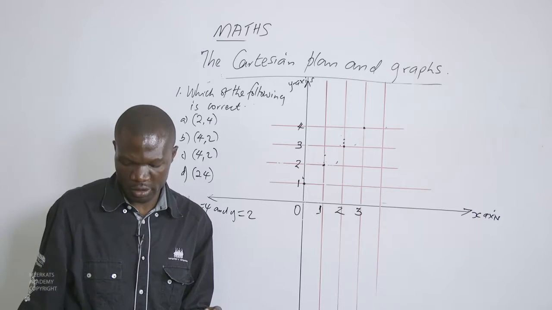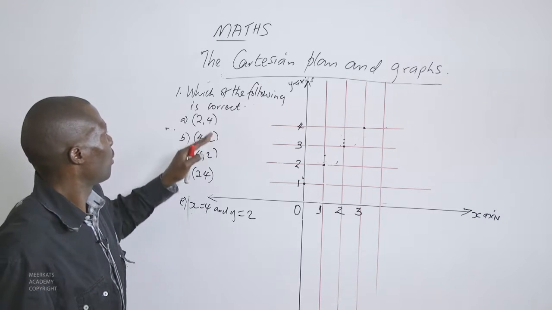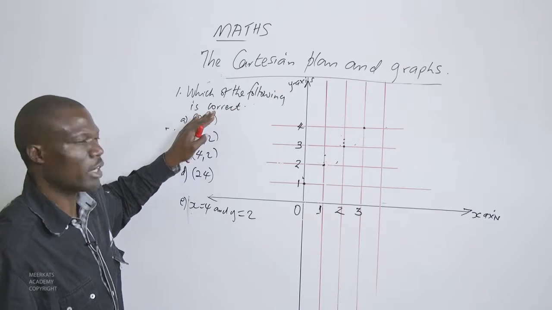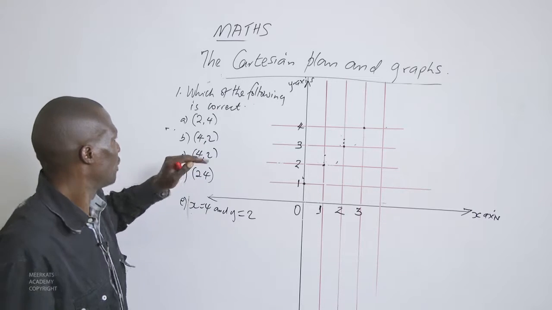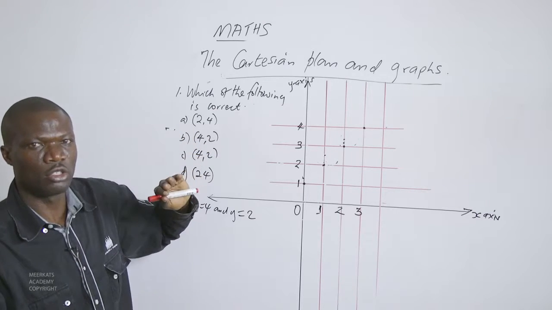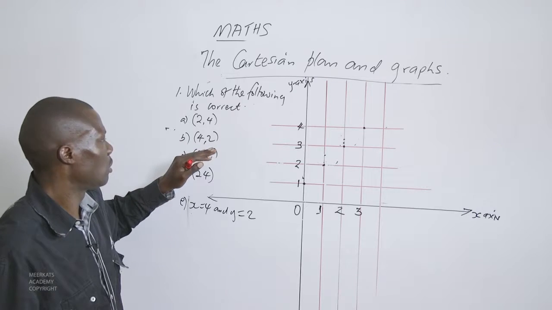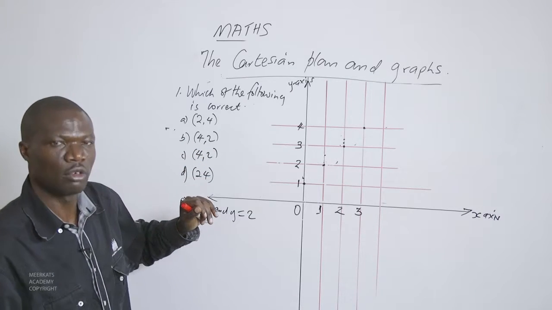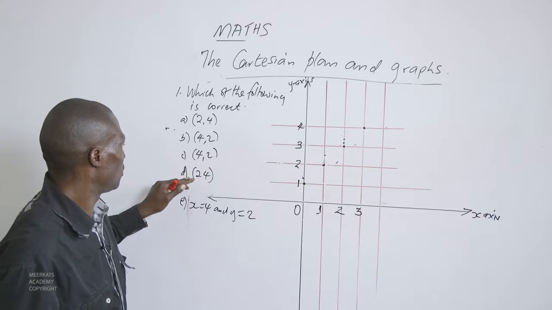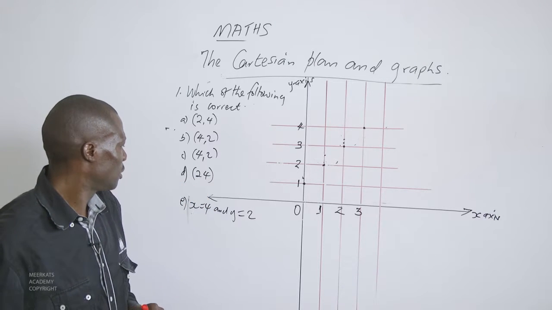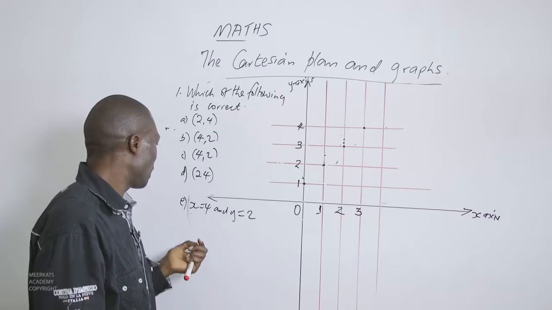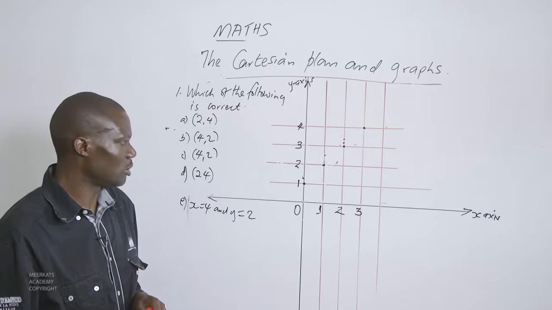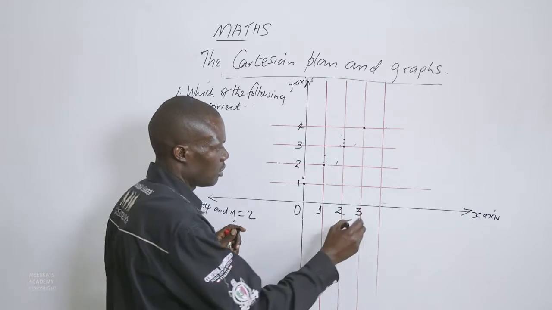Now, this question reads, which of the following is correct? A, 2, 4. B, 4, 2. C is 4, 2. D is 24. E is x equals 4, and y equals 2.